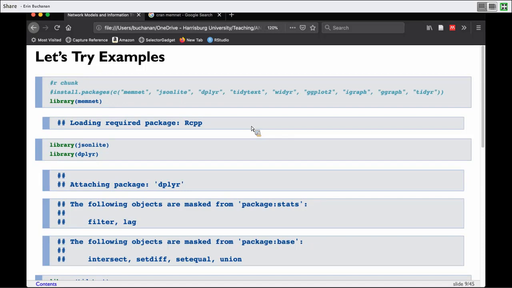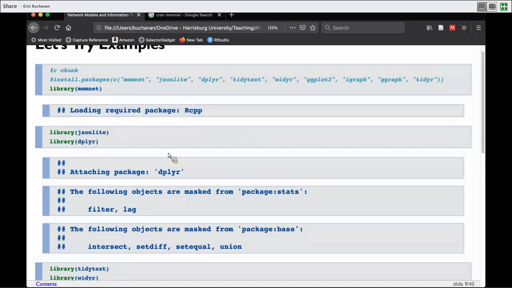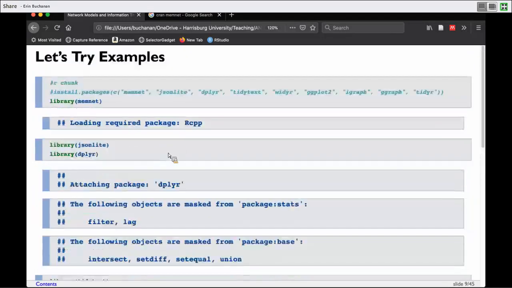So let's try some of this. All right, so this is just me loading all the packages I'm going to use. Most of these packages are really just for this specific example. JSON lines here is because the second data set we're going to work with is a JSON data set. The rest are mostly for graphing, because the real beauty of network analysis is the graphs.